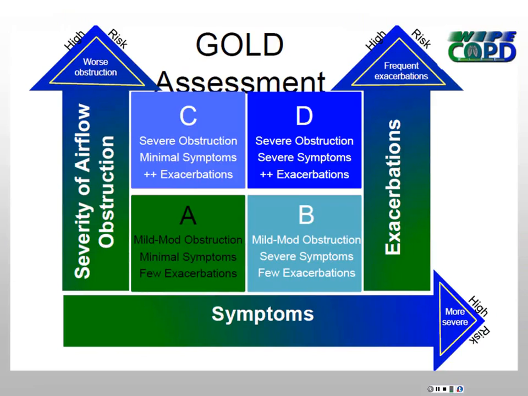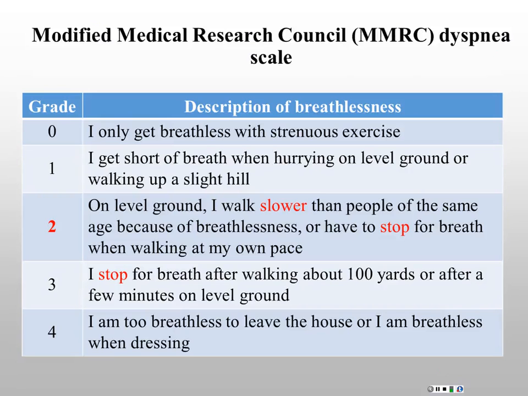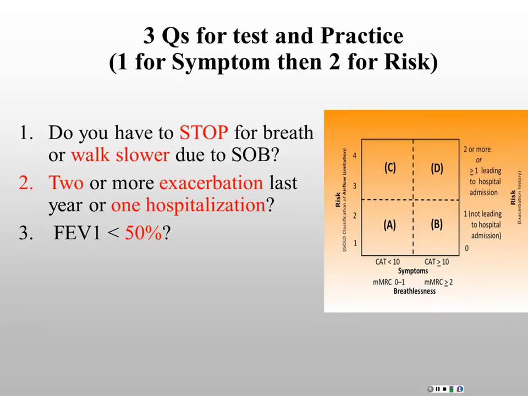It can look complicated, but basically your symptoms increase when you go this way. Exacerbation risk is increasing here, and severity of COPD. This is the MRC scale, but I just wanted you to remember walking slower or to stop, because number 2 is the defining number between mild symptoms and severe symptoms. So basically you can put your patient in one of these categories if you remember 3 questions.